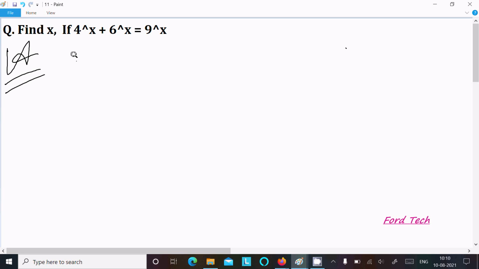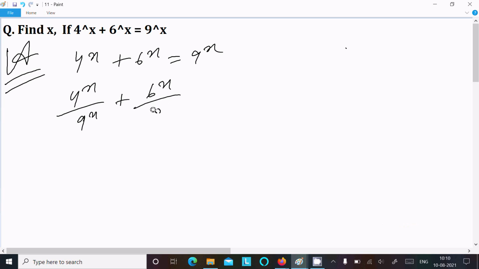Writing the given equation first: 4 power x, 6 power x, 9 power x. Let's divide by 9 power x. So 4 power x over 9 power x, 6 power x over 9 power x, and 9 power x over 9 power x. This cancels out to one.